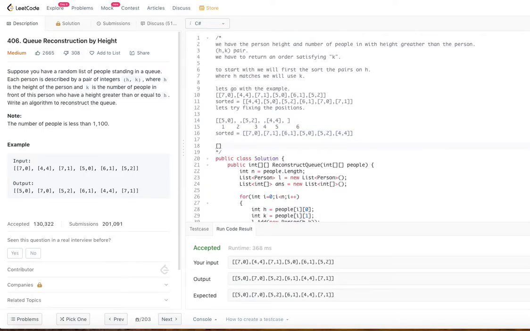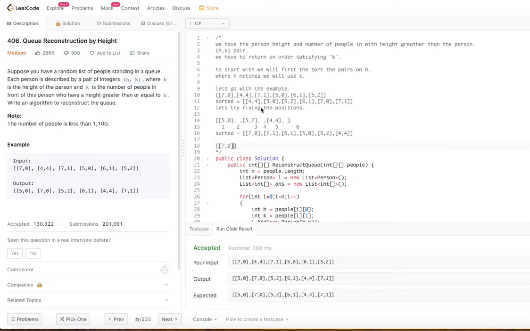So first, ignore all of that. Let's say we have an empty list instead of all that. So now what we are saying is 7 0, right? There are 0 people in front of this guy, so that means he must be the first guy. So put him as the first guy.